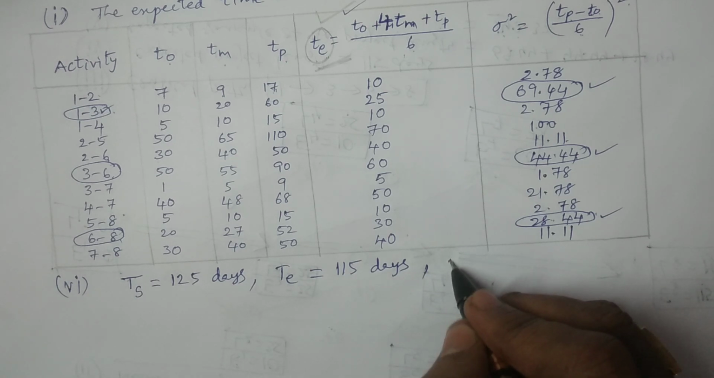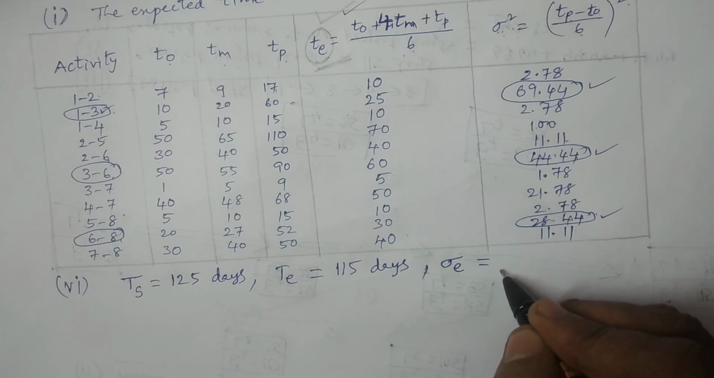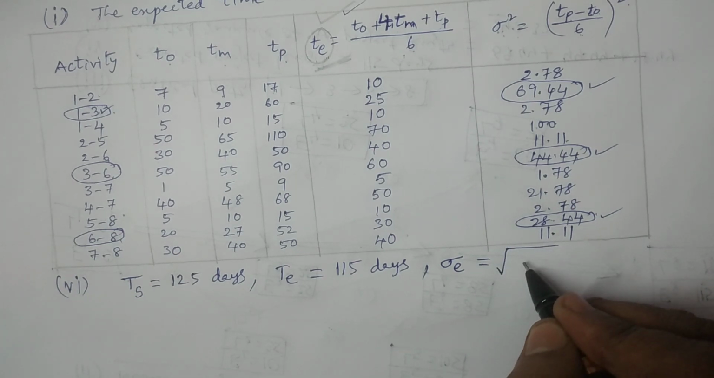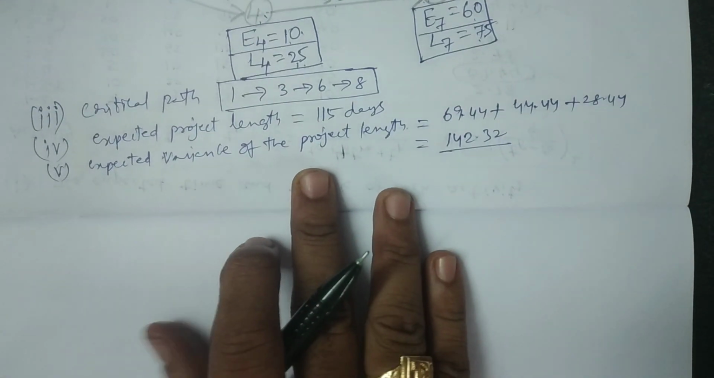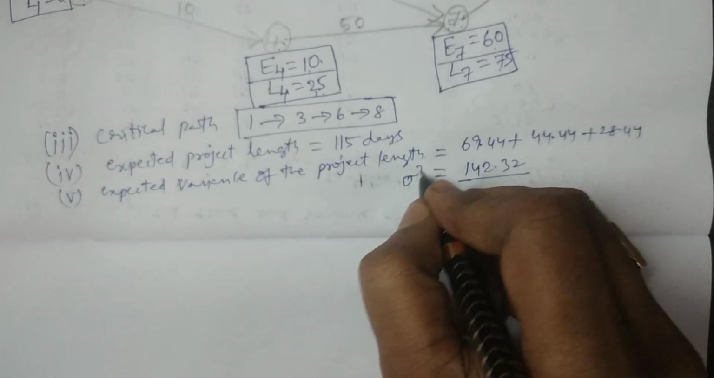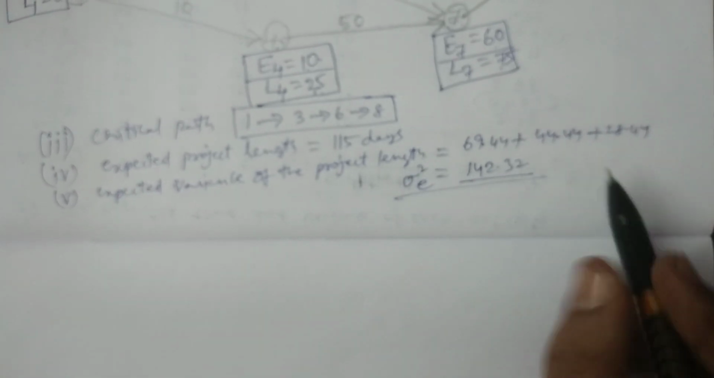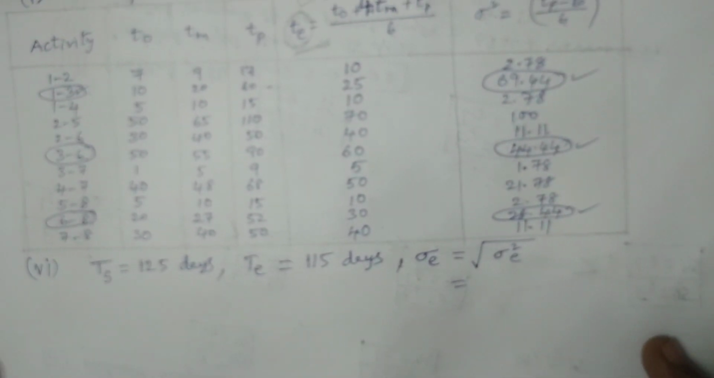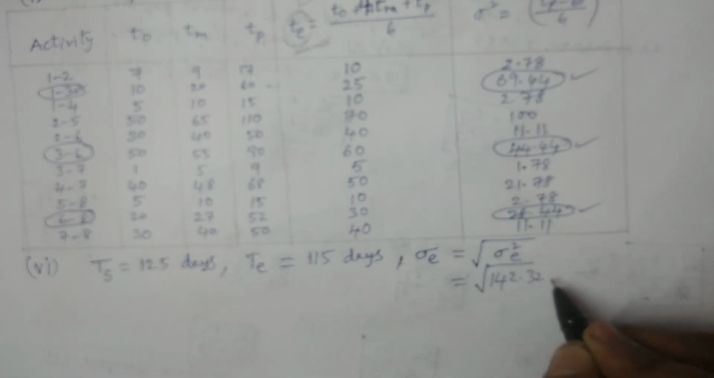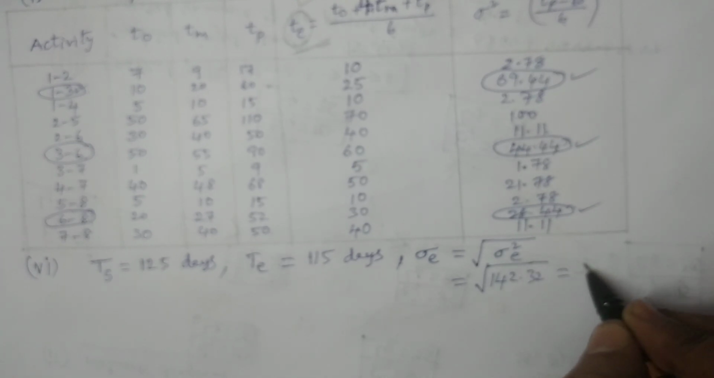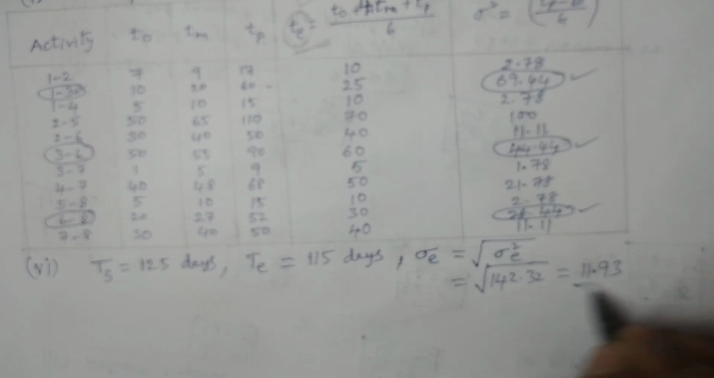And we need one more value, sigma E. We have just calculated the variance of the project length, which is sigma square E. The expected variance of the project length, sigma square E, is 142.32, and you take the square root to get sigma E. The square root of 142.32 is 11.93. So this is the value of sigma E.